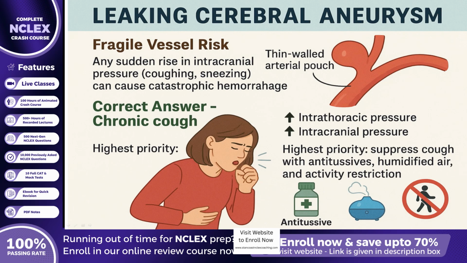A leaking cerebral aneurysm involves a fragile, weakened arterial wall within the brain that is highly prone to rupture. Any activity that sharply raises intracranial pressure, such as coughing, sneezing, or straining, can forcefully increase pressure on the aneurysm and trigger catastrophic hemorrhage. Once rupture occurs, the outcome is often fatal, with mortality rates exceeding 50% even with rapid medical intervention. Therefore, the absolute priority in care is prevention of intracranial pressure spikes, and addressing coughing is paramount.